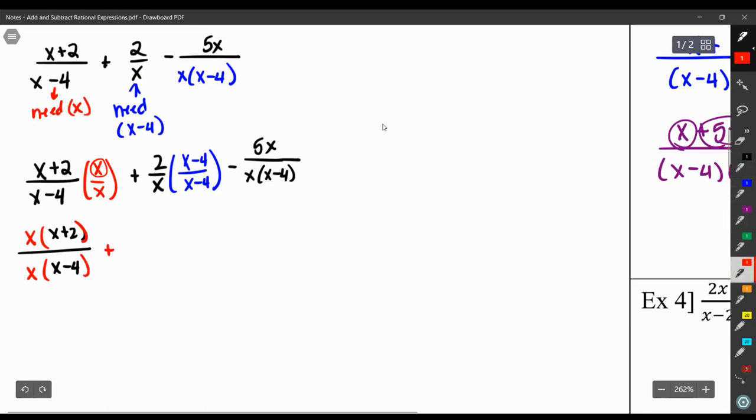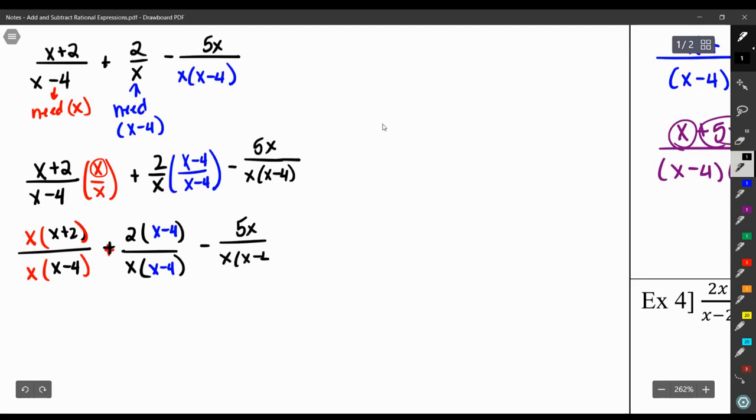Plus, we have 2 times x minus 4 over, and then again, x times what we're multiplying, which is x minus 4. And again, we don't want to simplify, because if we simplify, we end up back where we started. And the third fraction stays exactly the same. Now look and see here, x minus 4, x minus 4, x minus 4. So all of these denominators are now the same, which means we can simply add together all of their numerators.